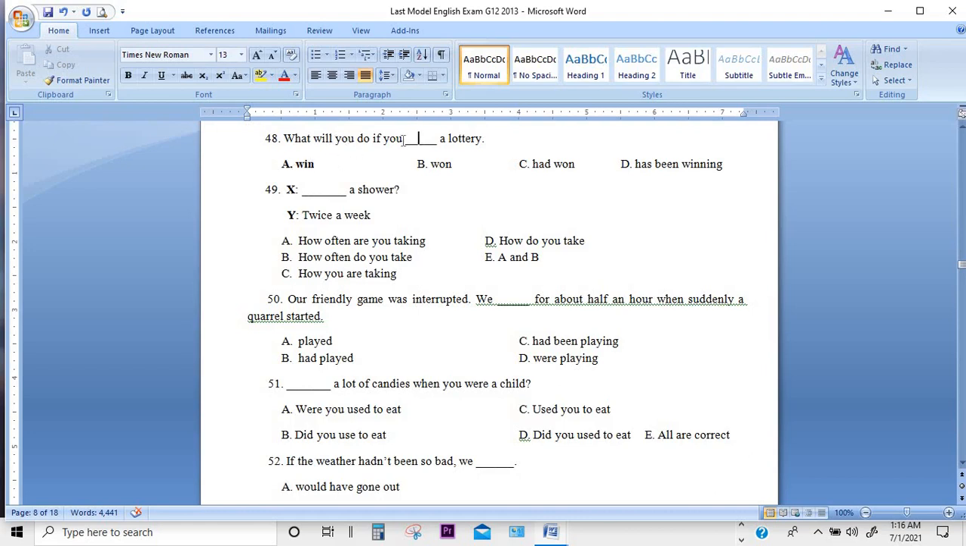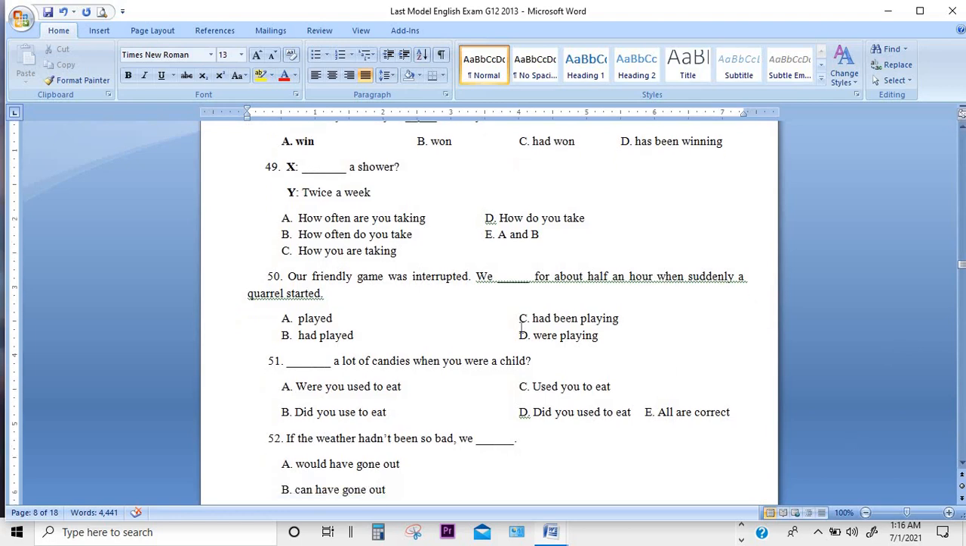Now it is real condition, so we use present simple here. Okay, question number 49. It is a dialogue between two persons, X and Y. X dash a shower. Y answers twice a week. So the adverb of frequency is what was asked: how often, how frequently. Okay, so twice a week Y answered.